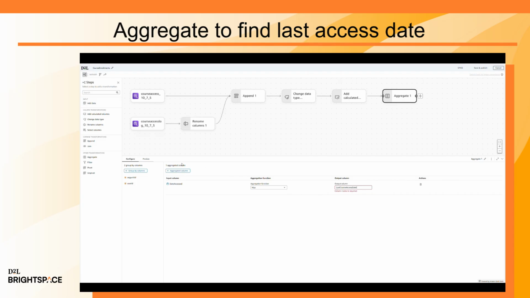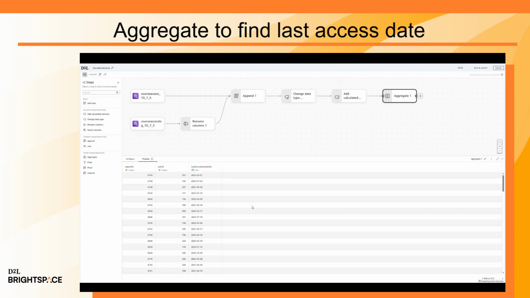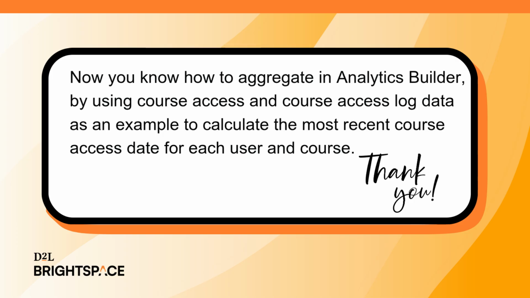Confirm that the output shows a single most recent access date for each user and course. Once the aggregation is complete, you can join the results back into the main workflow. Now, you know how to aggregate in Analytics Builder by using course access and course access log data as an example to calculate the most recent course access date for each user and course.